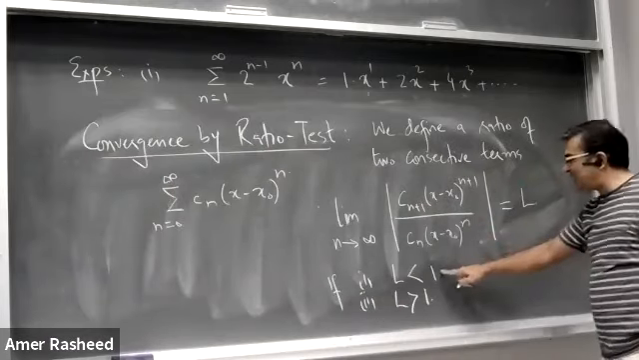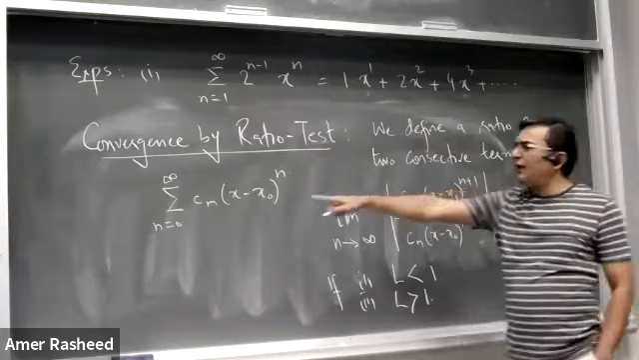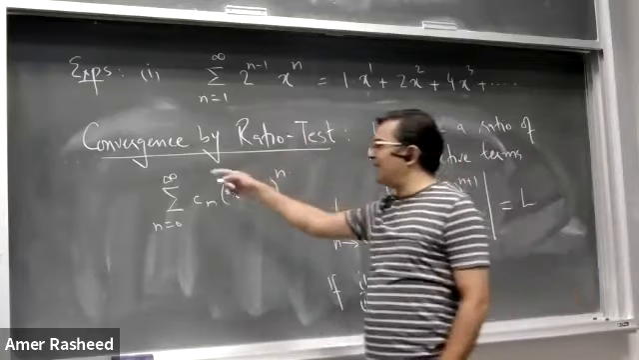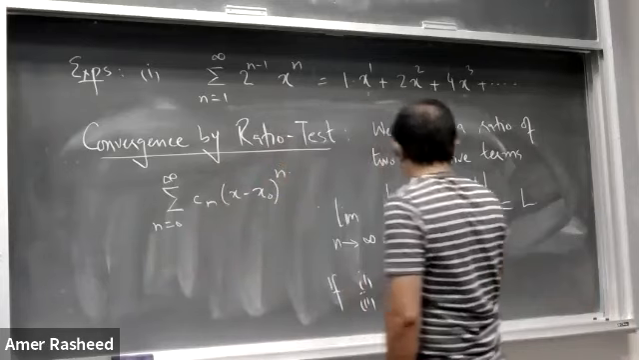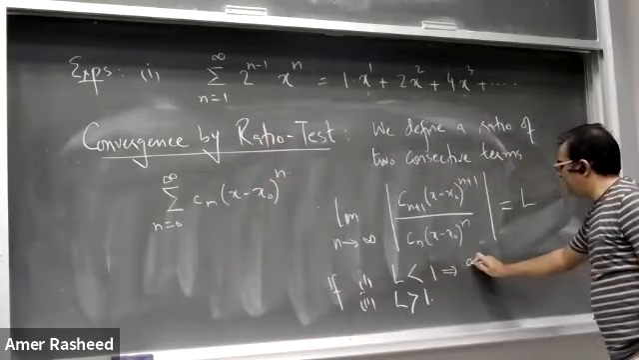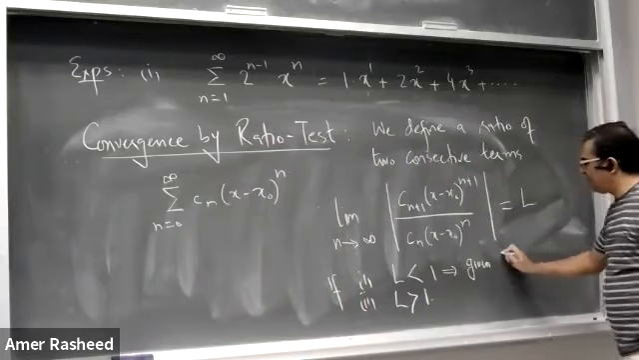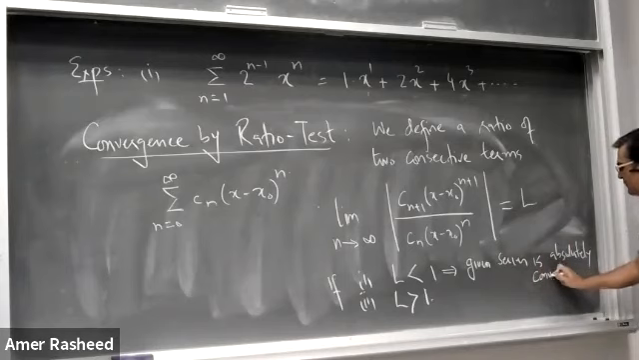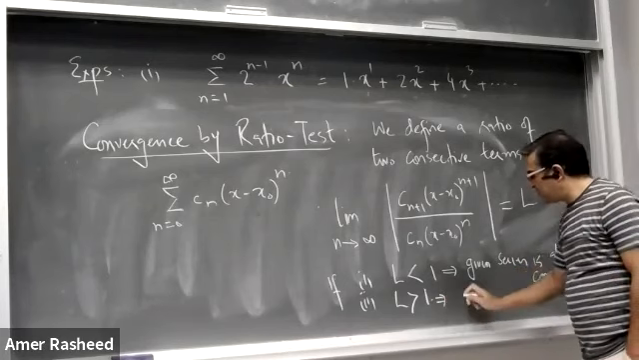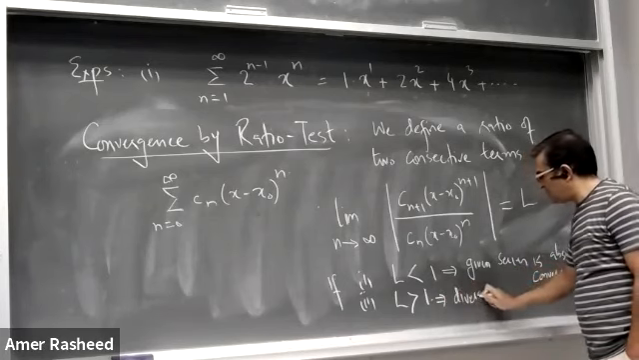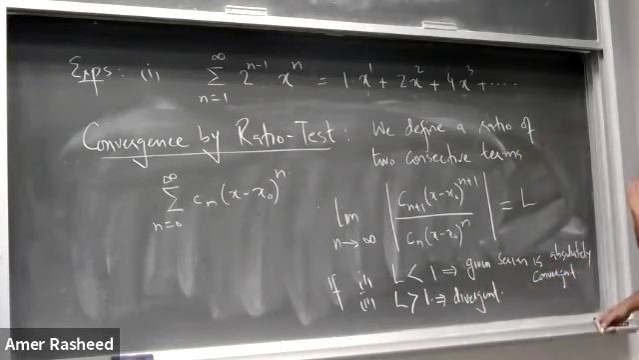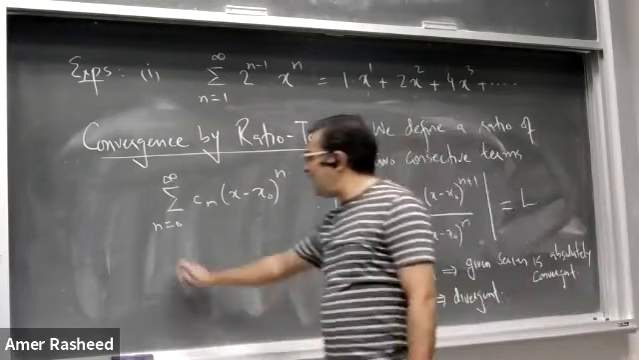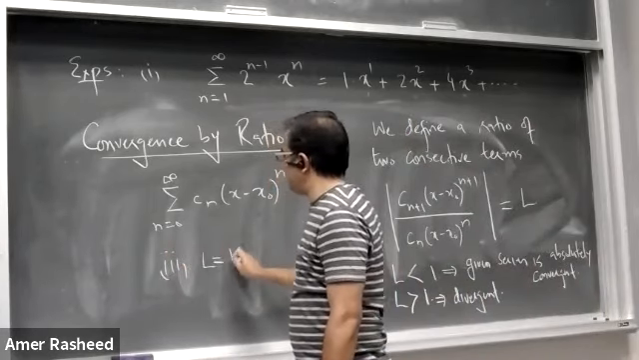If L is less than 1, then this series will be absolutely convergent. You can say that this series is convergent. If L is less than 1, this means the given series is absolutely convergent. Okay, if L is greater than 1, then the given series will be divergent. In the third case, if L equals 1, there are three possibilities only.